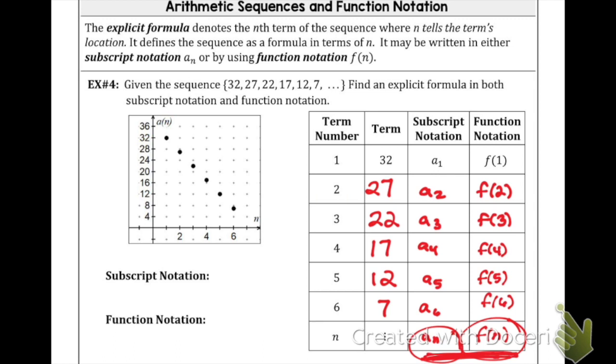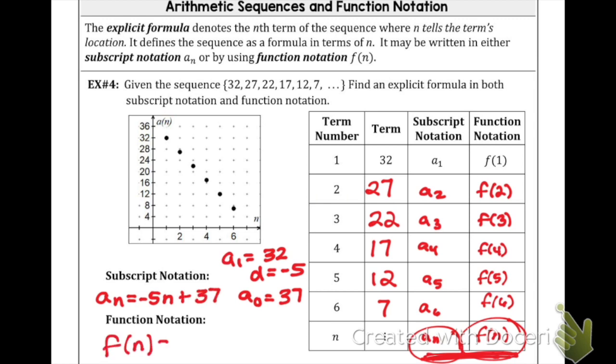So let's write out the rule of what's happening. If my first term is 32 and my common difference looks like we're subtracting 5 each time, so minus 5, then my a naught is going to be 32 minus negative 5, so 37. So my subscript notation is a sub n is equal to my common difference, negative 5, n plus my a naught. Function notation, f of n is equal to negative 5n plus 37. Simple enough.